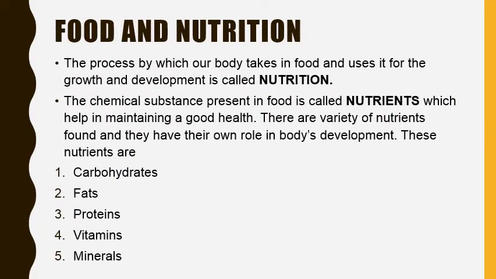Food and nutrition. The process by which our body takes in food and uses it for growth and development is called nutrition. Although different living beings take food in different ways, the chemical substances present in the food are called nutrients, which are used in maintaining good health. There are a variety of nutrients, and they have their own role in the body's development. The nutrients are carbohydrates, fats, proteins, vitamins, minerals. About all of them in detail we'll study later.